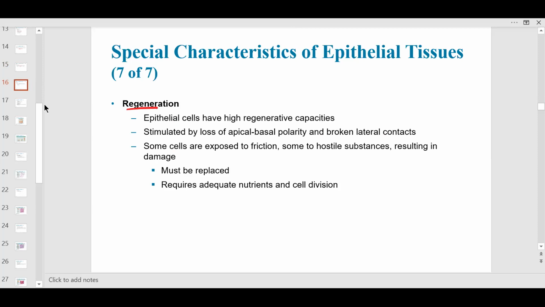Regeneration: epithelial tissue is highly regenerative. So when the cells start to lose their polarity, they begin to undergo mitosis. Or if there's a problem like friction, because they're for protection, or hostile substances like acids, they're replaced and they need to undergo cell division, nuclear cell division, which is mitosis.